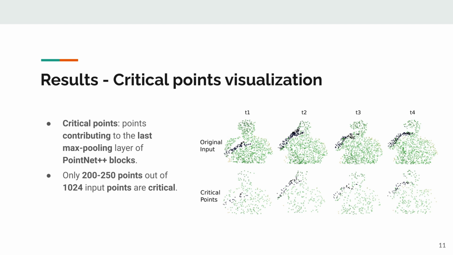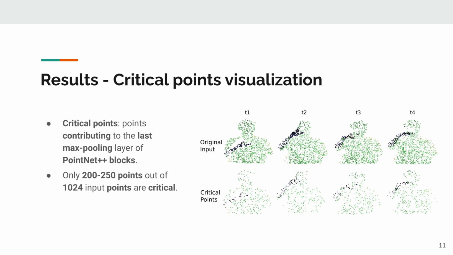Here, we visualize the points that are contributing to the last max pooling layer in each PointNet++ block. We call them critical points. You can see that although we feed 1024 points to the network, only a small fraction of them, something between 200 and 250, define the max pooling layer's output, the output on which the temporal feature extraction is being done. So, this makes the model highly resilient to the missing points.